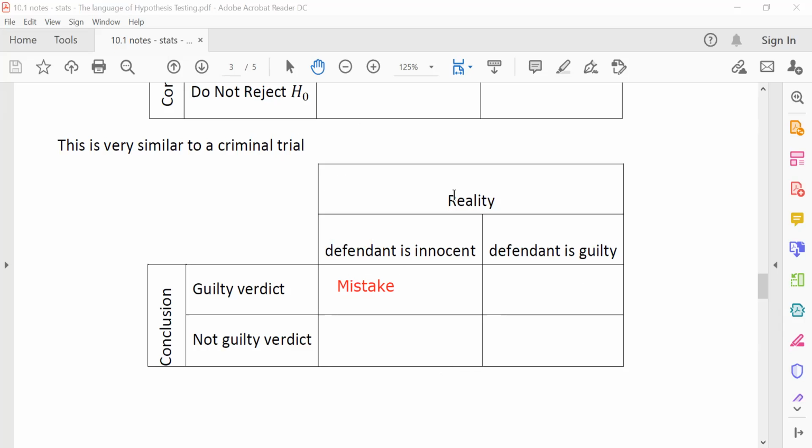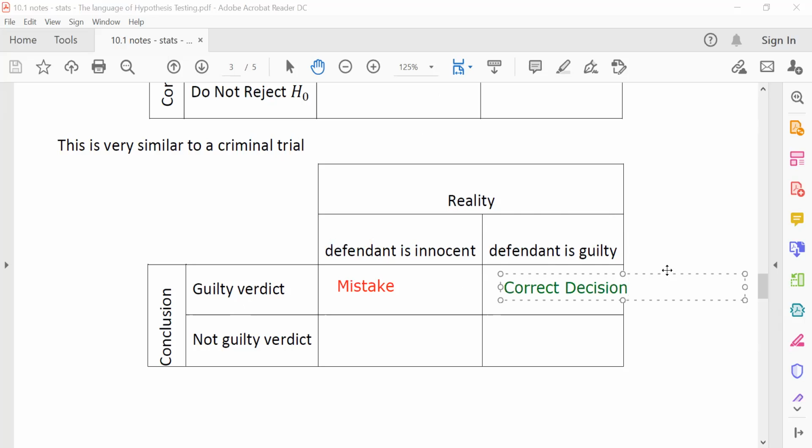We owe them something. We obviously need to release them immediately from prison, and generally they will sue, and a lot of the times they'll win. So that does happen, and that's a mistake. Now, in the case that the defendant truly is guilty, truly did commit the crime that we're talking about, and a guilty verdict is rendered, that is a correct decision.